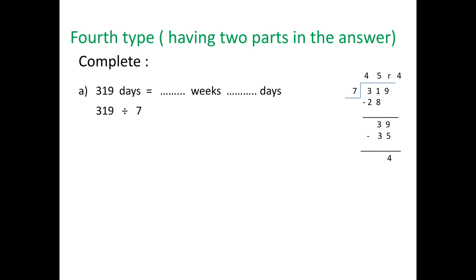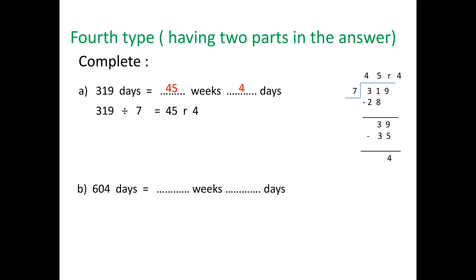These 4 days that are left over, I cannot use them to form a week because the week needs 7 days. So I will have 45 weeks and the 4 days will be written as days as they are because I cannot convert 4 days to weeks. It's less than 7 days. Got it? Try to answer this by yourself.